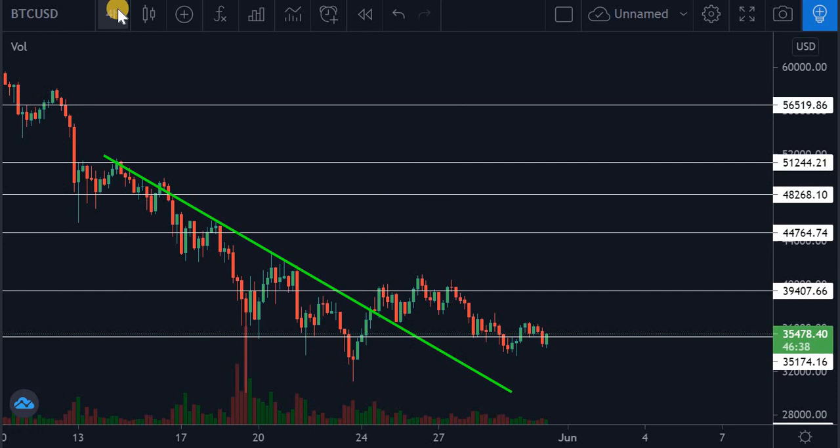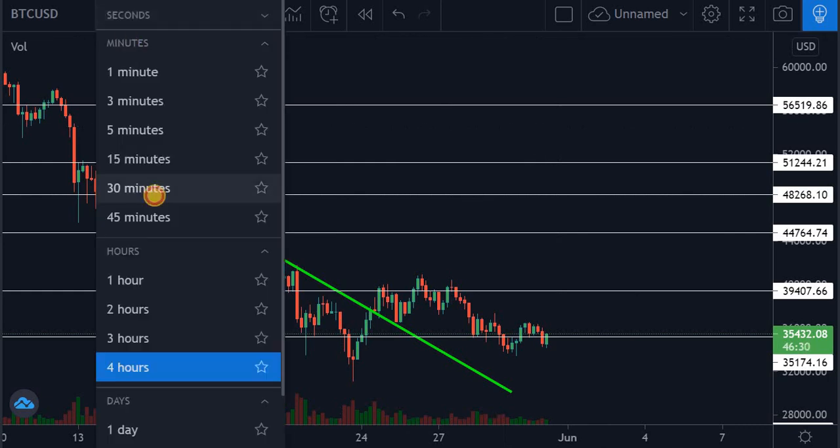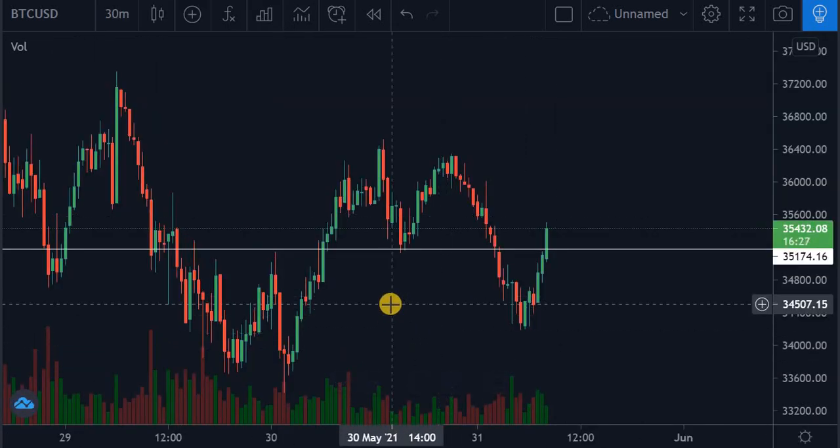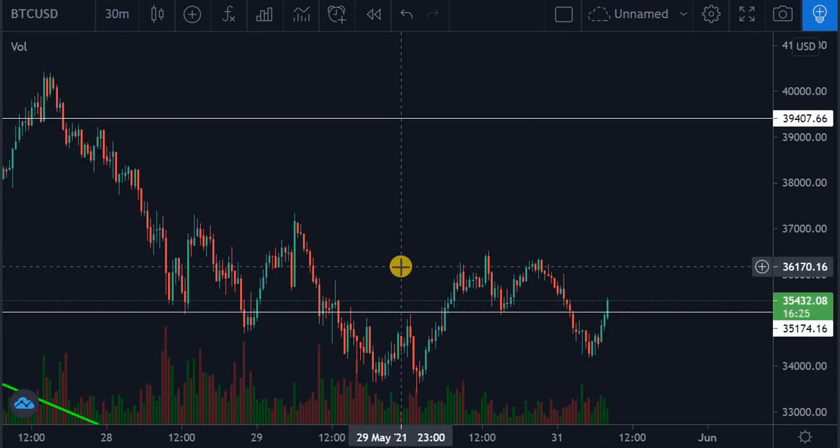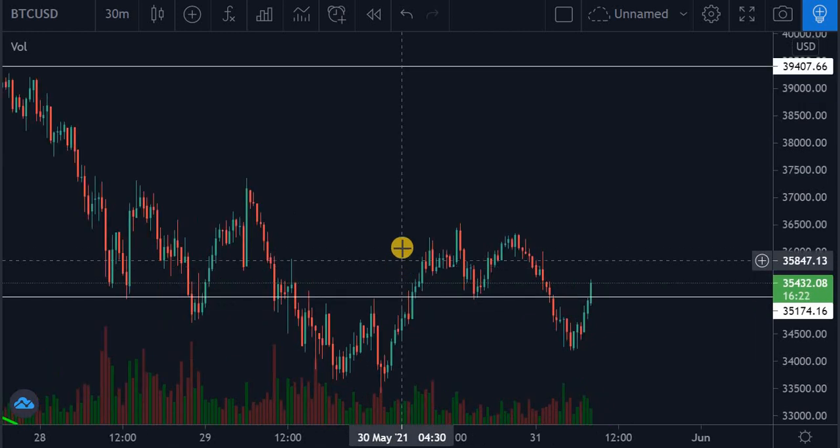Right now, we are on the 4-hour time frame. For us to see the pattern forming in the chart, we would have to go to a lower time frame like the 30 minutes time frame. Now this is the 30-minute time frame. As you can see, there is a pattern forming in the chart right now, and I'm going to show you exactly what that pattern is and exactly how you can trade that pattern.